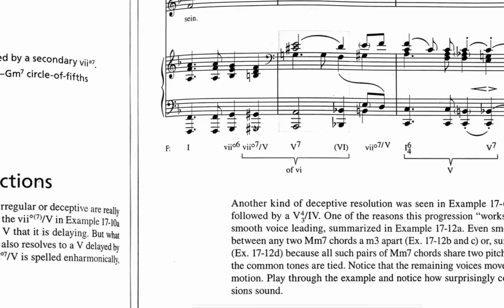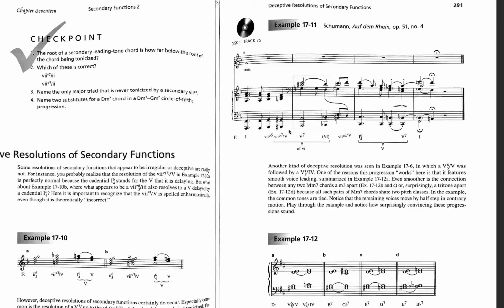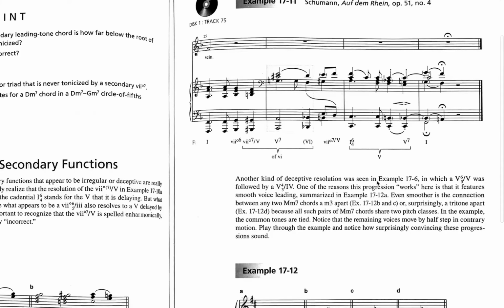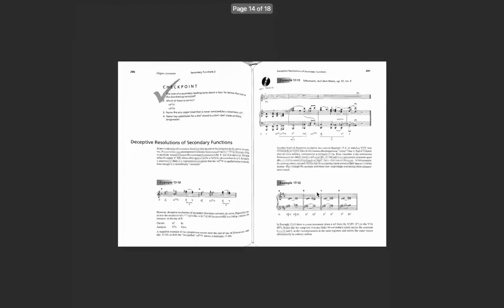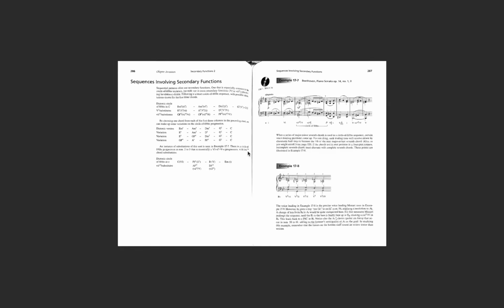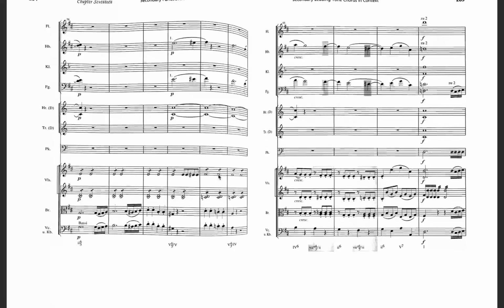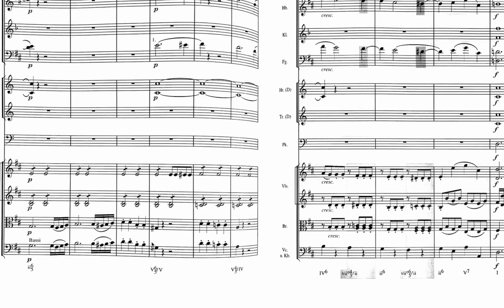And in fact, that is the same reason why the example of the Beethoven symphony works. Example 17.6, which was a 5 of 5 going to a 5 of 4. One of the reasons this progression works is because it features smooth voice leading. Right? If you don't remember, it is this one right here. This 5 of 5 is an E7 going to a D7.